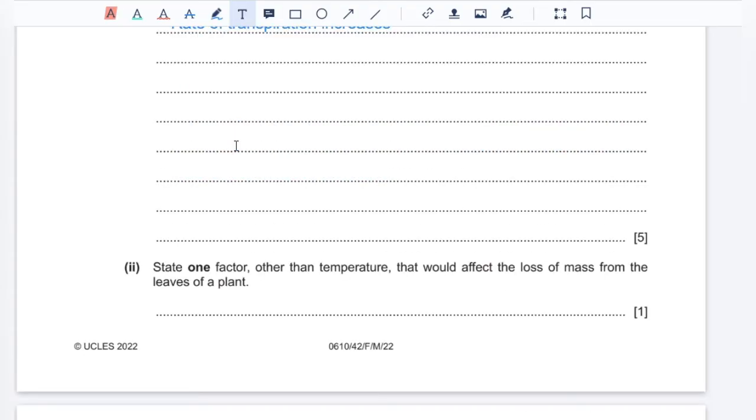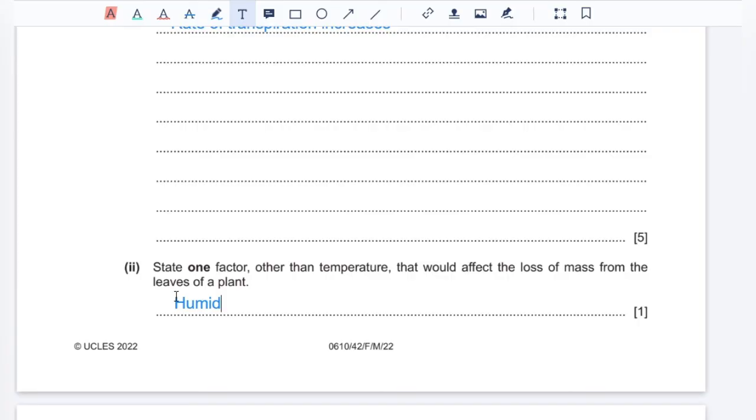2. State one factor other than temperature that would affect the loss of mass from the leaves of a plant. The loss of mass, or in other words, the loss of water from the leaves. Here you can mention any factor which affects the rate of transpiration. I'll be writing humidity.